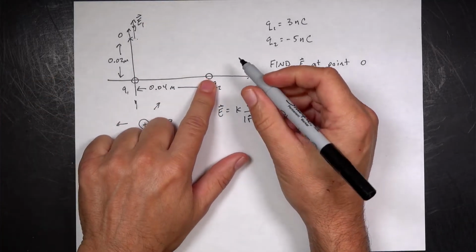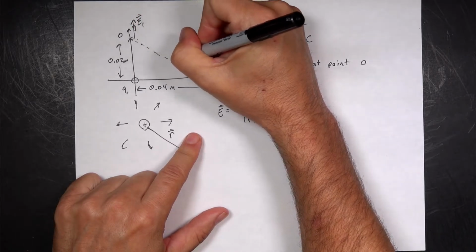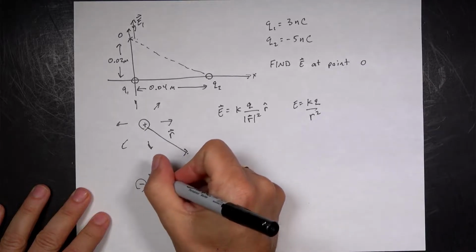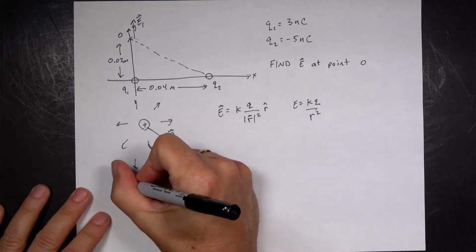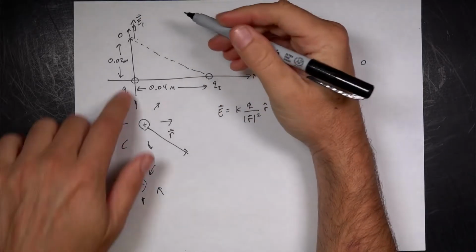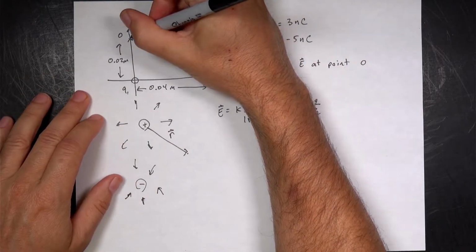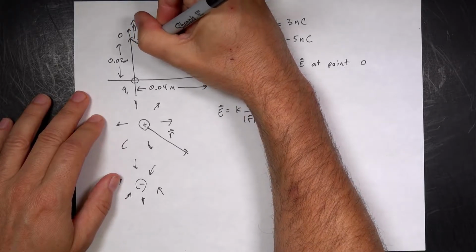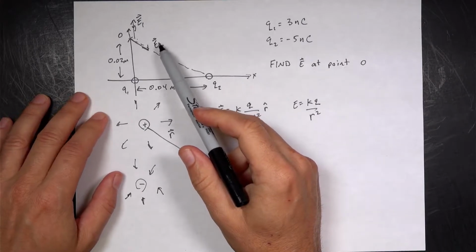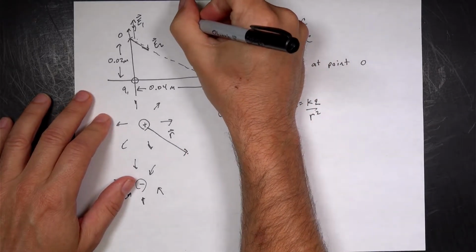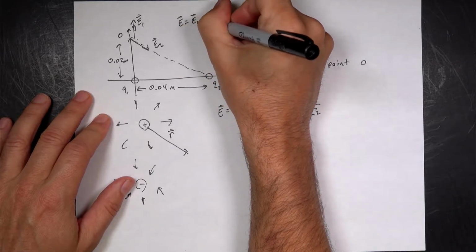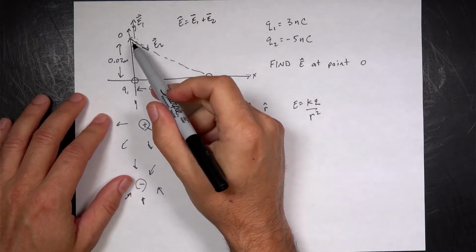Now for this one, it's a negative charge, so it's going to be pointing towards it. Negative charges have electric fields that point towards them, and towards it is this way. Don't worry about the magnitude right now. So I have that, E2. Then the resultant vector, the total electric field E, is going to be E1 plus E2, and I have to add these as vectors.